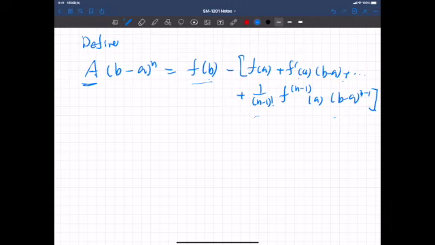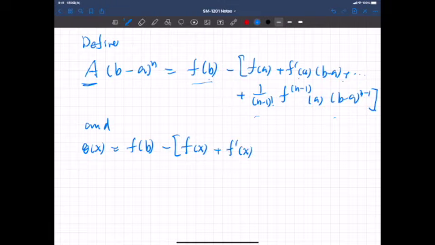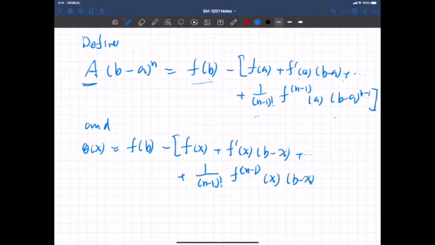And then define a function g of x by f of b minus f of x plus this, and f^(n-1)(x) and (b - x)^(n-1), and plus A times (b - x)^n.